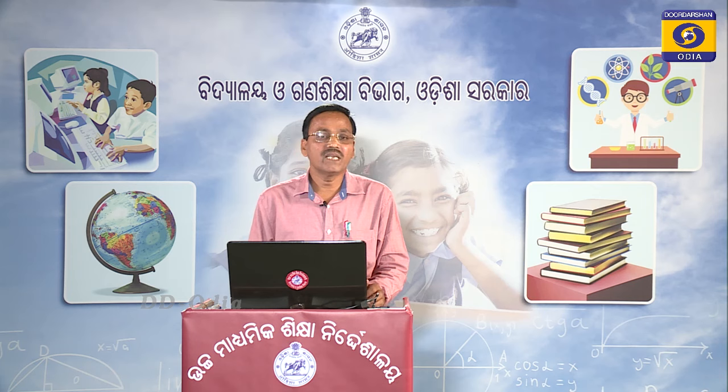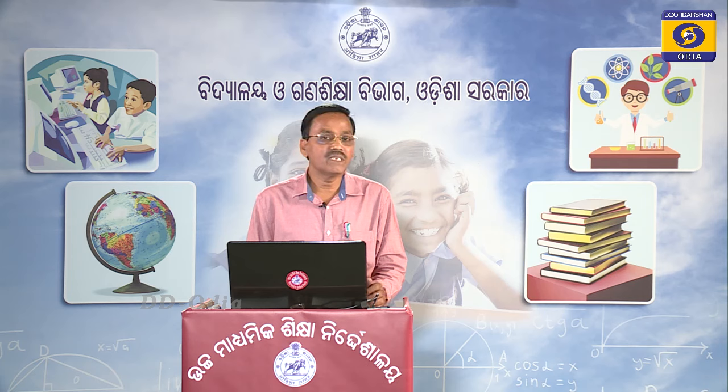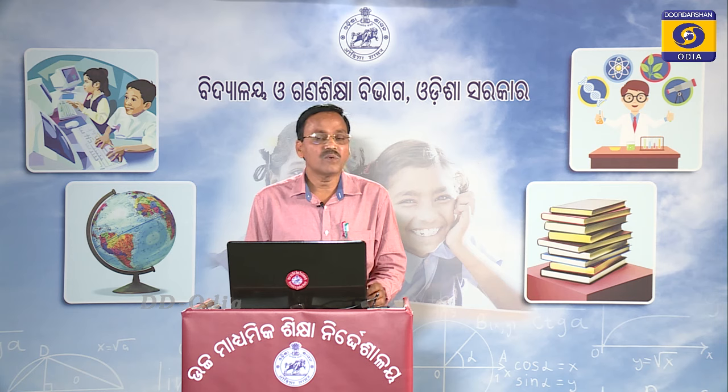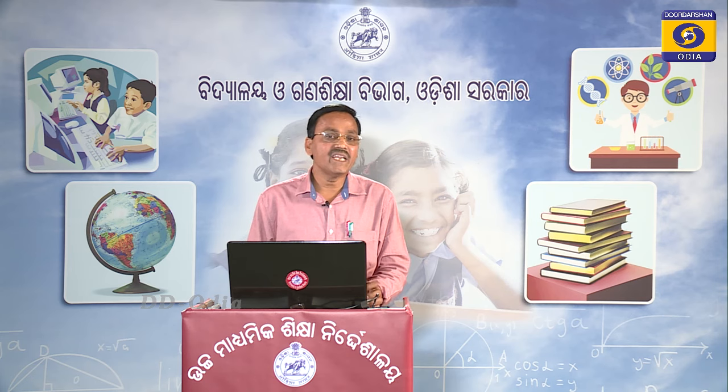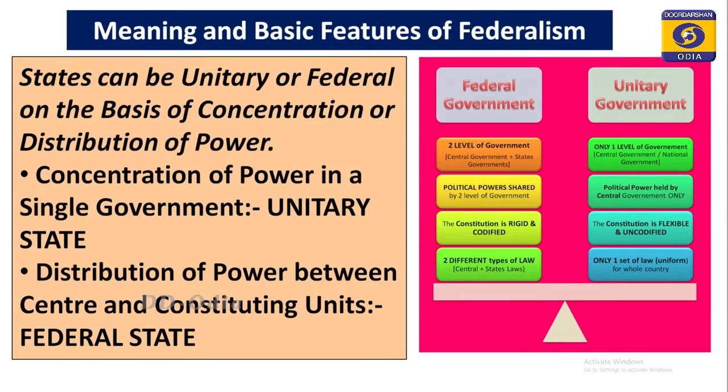For example, you can take the example of the United Kingdom, or normally we call it England. There is a unitary form of government and there is an unwritten constitution. The constitution is not supreme. The parliament can make any type of law, because the power is given to the parliament, and the British parliament is so powerful that it can make anything under the sun except make a man a woman and a woman a man.